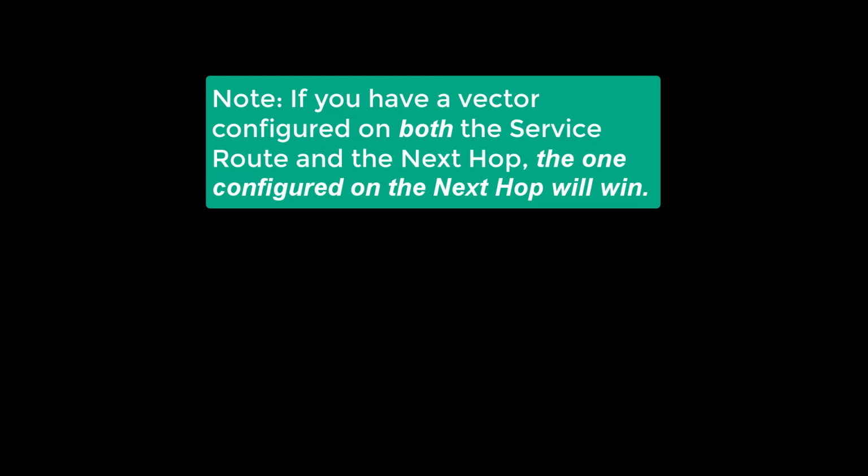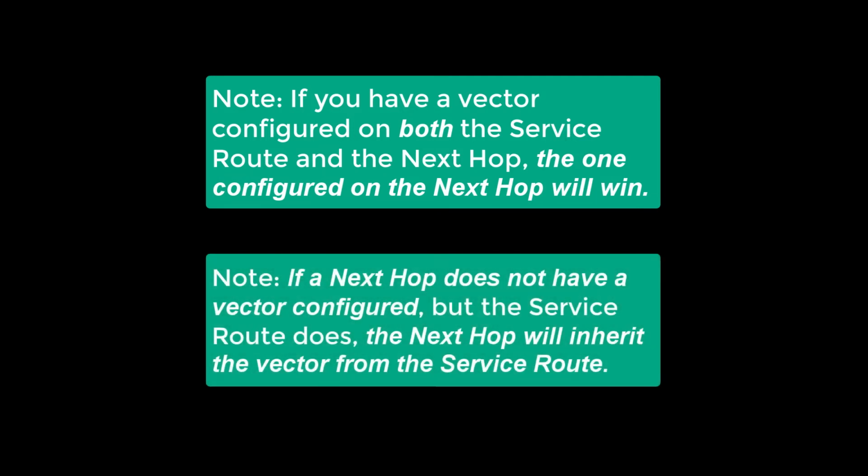Note that in case the vector is configured on the service route as well as on the next hop, the more specific one will be chosen for that next hop. The vector configured on the next hop will be chosen. If a next hop has no vector configured, but there is a vector configured on the service route, the next hop will inherit the vector from the service route.